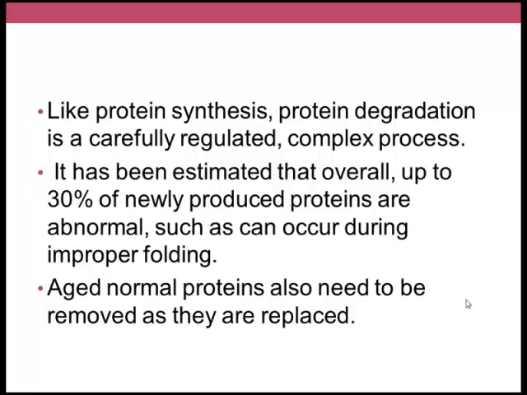Also there is aging of the proteins. Aged proteins need to be destroyed and degraded. So either the proteins are newly formed but not properly formed, so they have to be degraded, or the aging effect on the proteins means they also have to be removed.